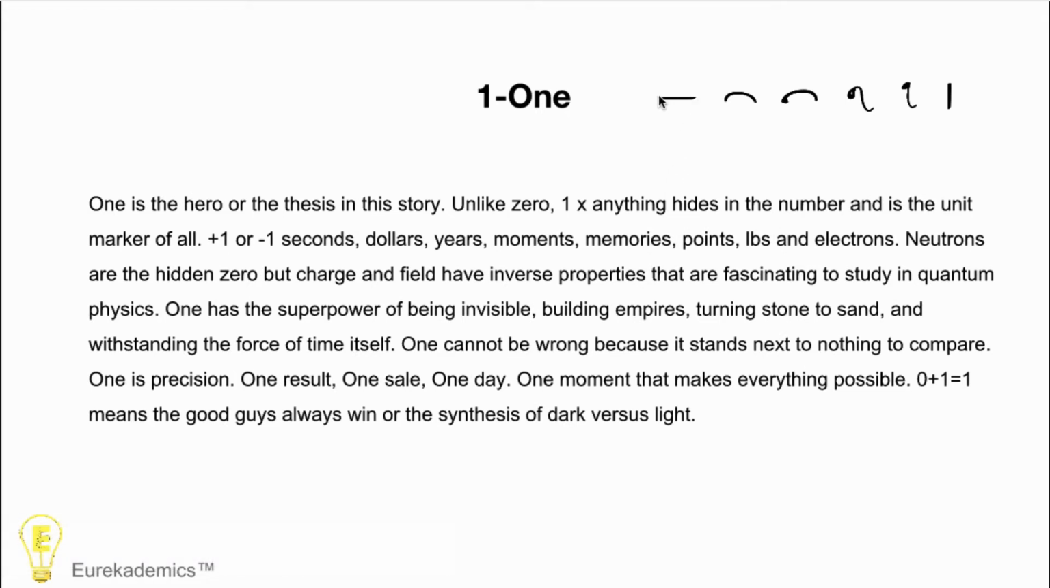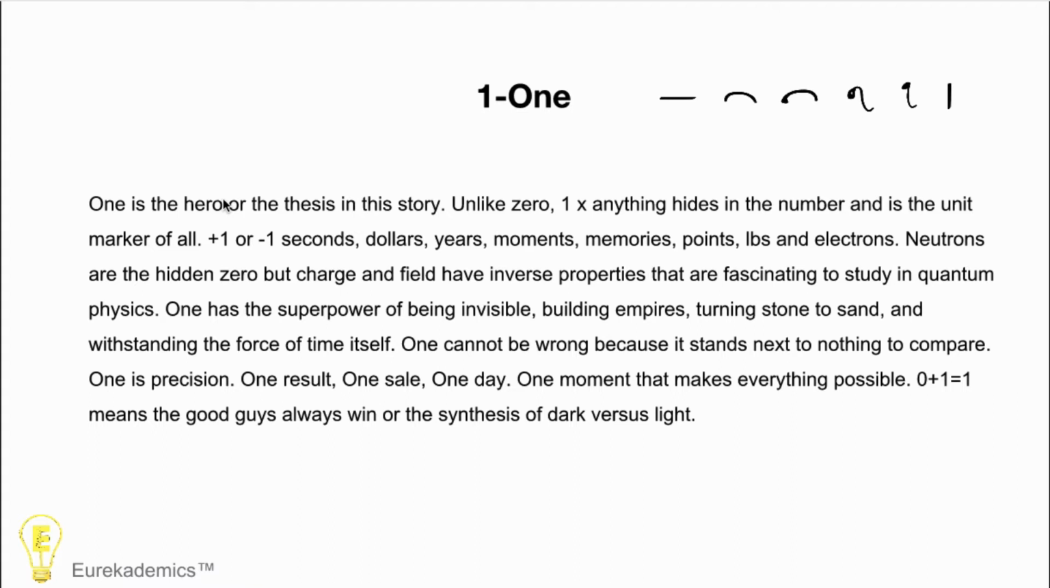The first number recorded. It was an etched stick. That's a 1, okay? And then it kind of evolved, and now it's an upright 1. 1 is going to be the hero or the thesis in this story. Unlike 0, 1 times anything hides the number, and it's the marker of all.